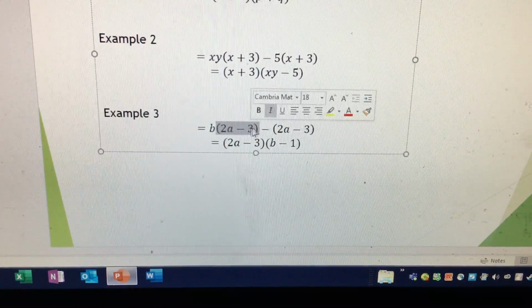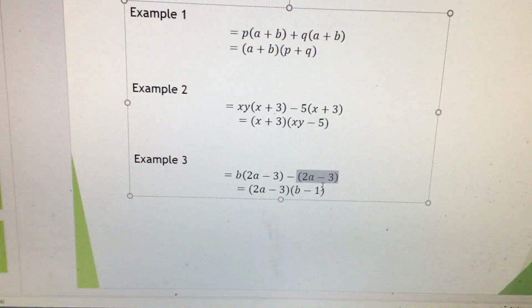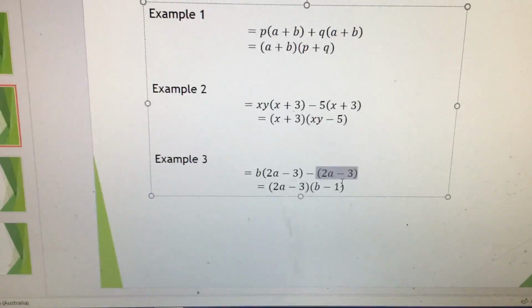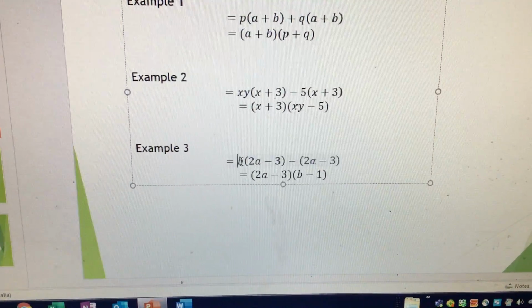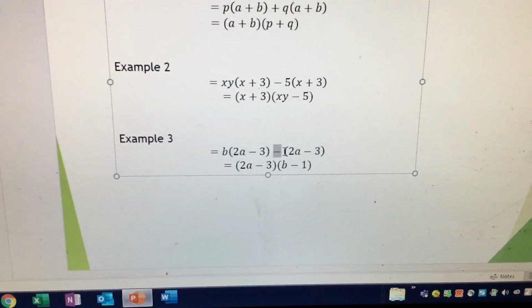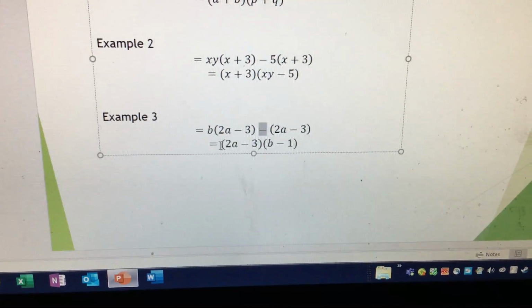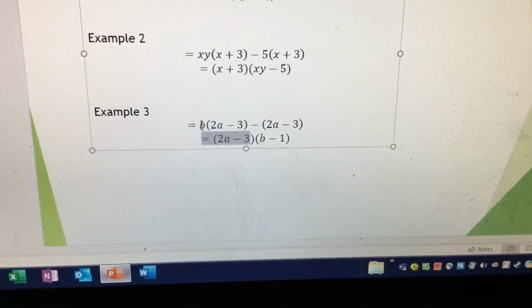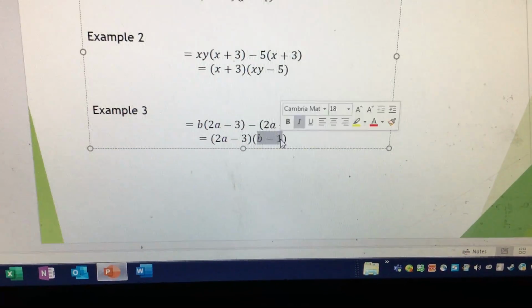2a take 3, 2a take 3. So remember, the two brackets need always to be same. So if they're not same, means there's a problem. And the leftovers is b. And remember, when you don't see anything, that's a 1. So there's a negative 1 here, hiding behind the bush. So 2a take 3 is a common factor, and the leftovers b take 1 is the next bracket.